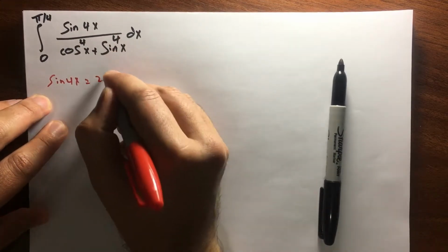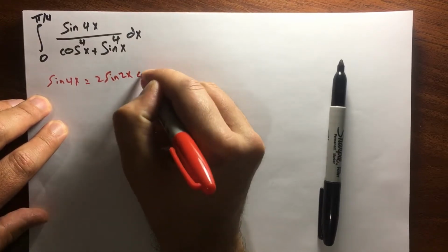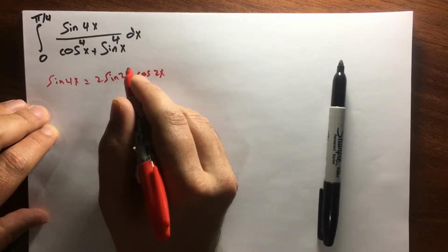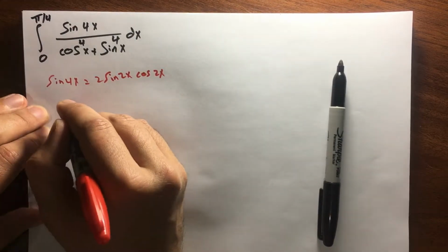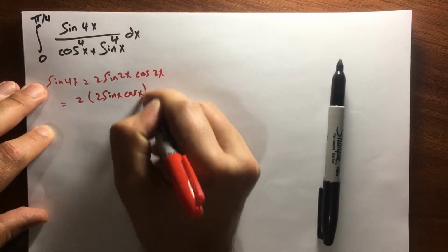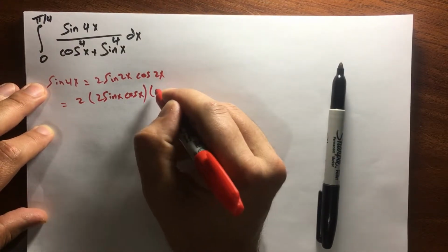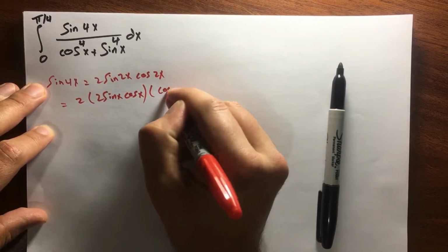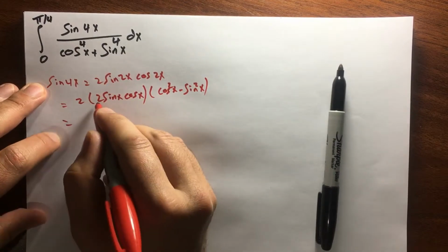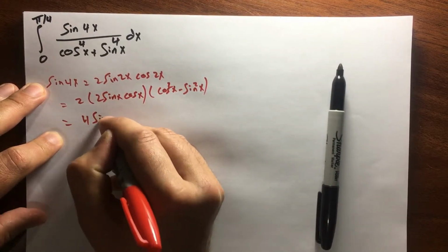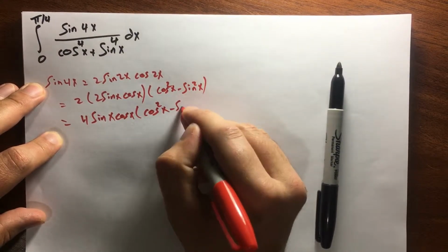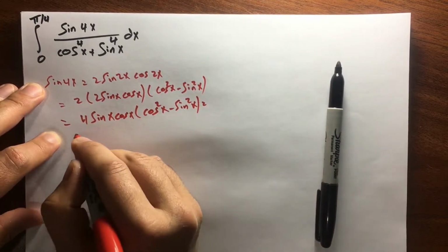This equals 2 sine 2x cosine 2x. Again, sine 2x, here 2x is a double angle, so we can write it as 2 sine x cosine x. Now cosine of 2x can be written using the trigonometric identity cosine squared x minus sine squared x. Now we have 2 times 2 is 4, so we have 4 sine x cosine x times cosine squared x minus sine squared x.